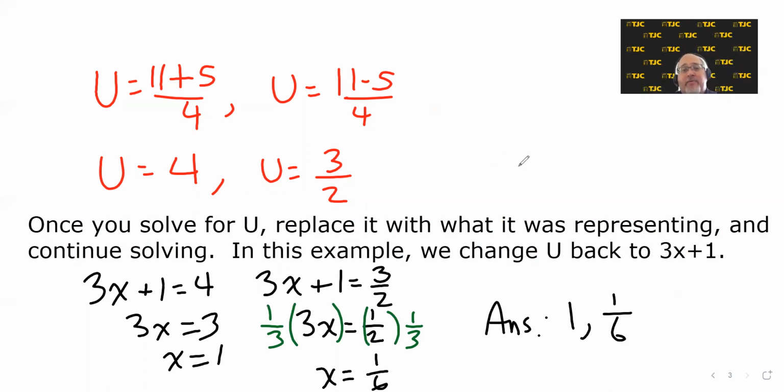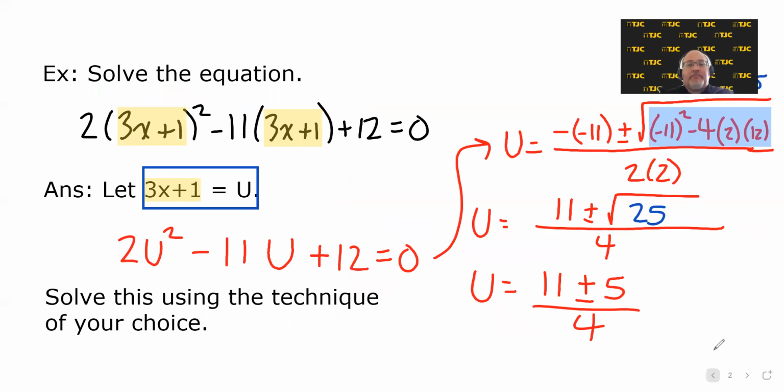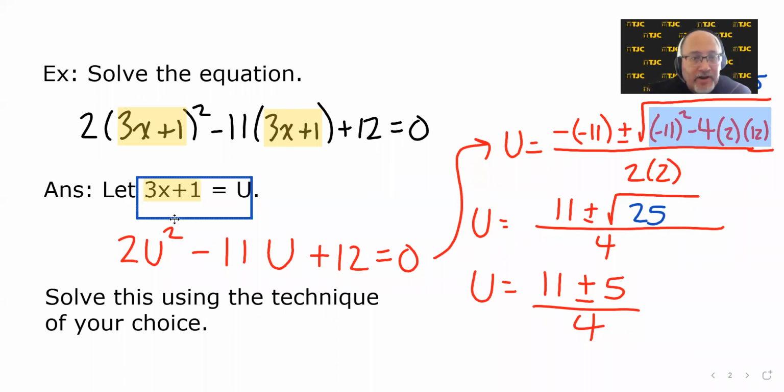This is really all there is to solving with substitution. It's just a matter of getting acclimated to when to do it and then how to pull it off. The when is when you have a repeated expression, one raised to a power, one raised to another power, and one power is twice the other. The smallest it could be is the second power and the first power. Then you let u equal whatever the smaller of the 2 powers is, and you transform your equation into a quadratic equation. In this case, the quadratic equation was right here.